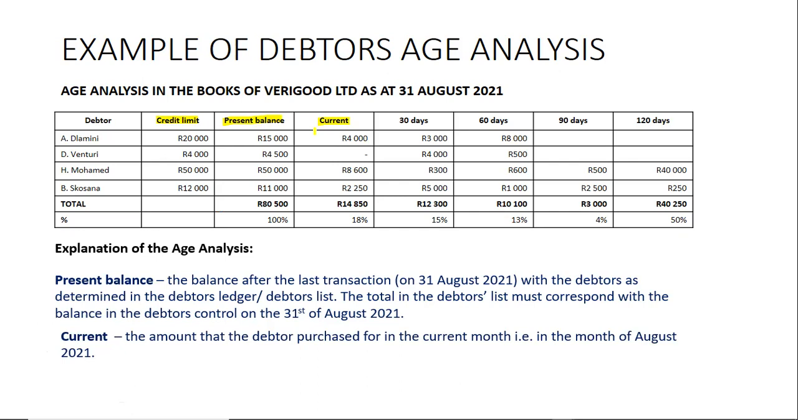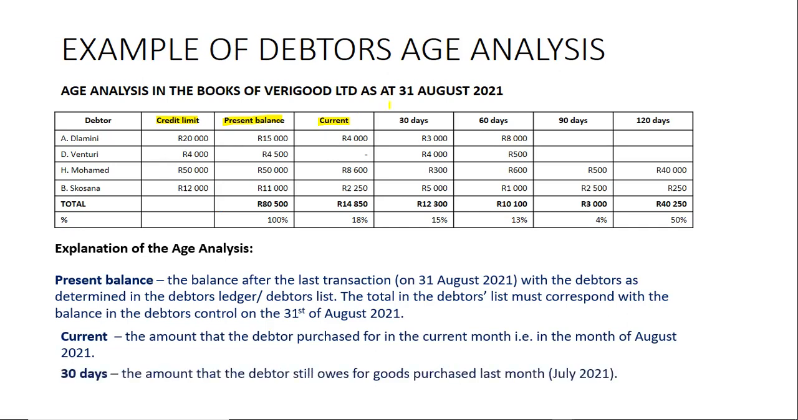So A. Lamini purchased items worth 4,000 rand in the month of August. H. Mohammed purchased 8,600. B. Kosana purchased 2,250 in total. Current month's purchases will amount to 14,850, which accounts for 18% of the total purchases.